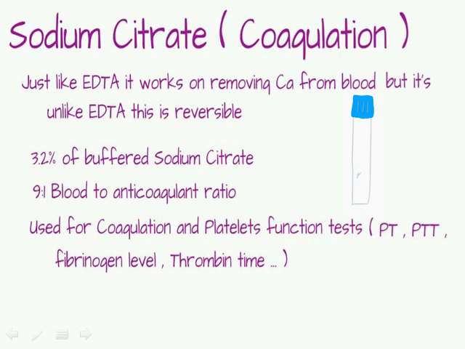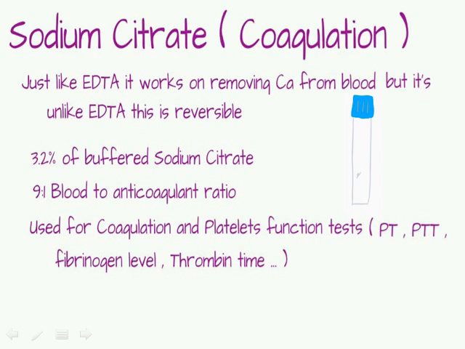Now we have sodium citrate. There are two kinds of tubes that contain this anticoagulant. This one with the blue cap is used for coagulation tests. It's just like EDTA. It prevents blood from coagulating by binding to calcium, but unlike EDTA, its binding to calcium is reversible, and that's what makes it perfect for coagulation and platelet function tests like BT, PTT, fibrinogen level, and thrombin time. This tube contains 3.2% buffered sodium citrate, and a 9:1 blood to anticoagulant ratio is used.